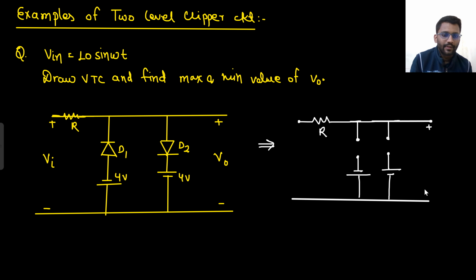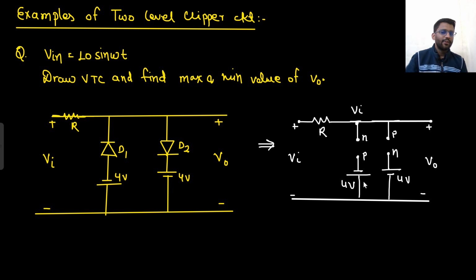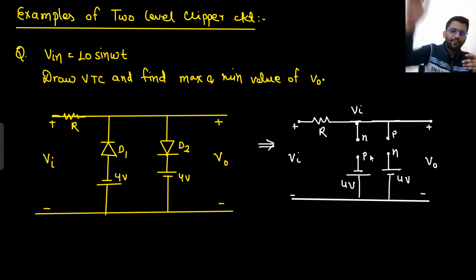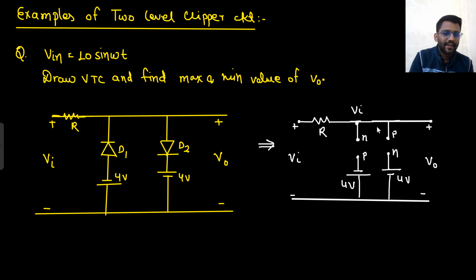This will be your V naught. And this is your V in. This is 4 volt. This is also 4 volt. If this potential is 0, this will be V in. And this side is N, this side is P, this side is P, this side is N. In the exam, you will not need to draw it like this, right? In the exam, you will be able to see it properly. Like, this V in will come. So if V in is greater than 4 volt, diode D2 will be on. But here I am explaining, that's why I am making it like this.